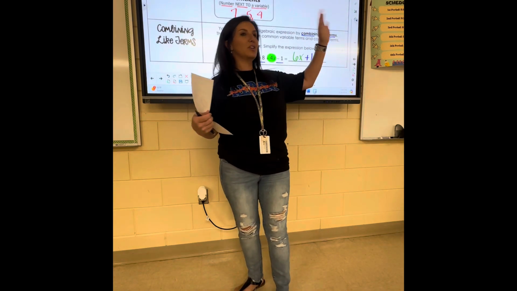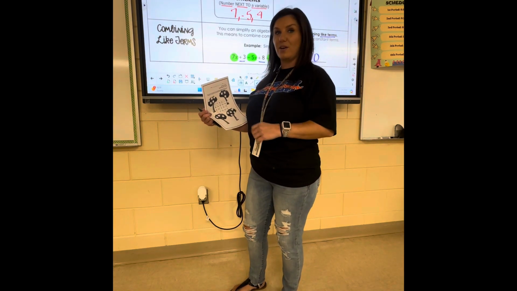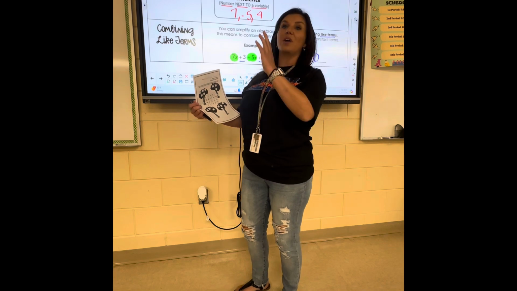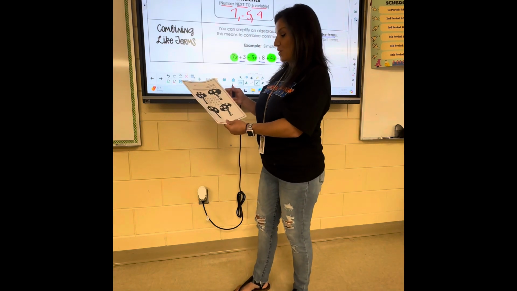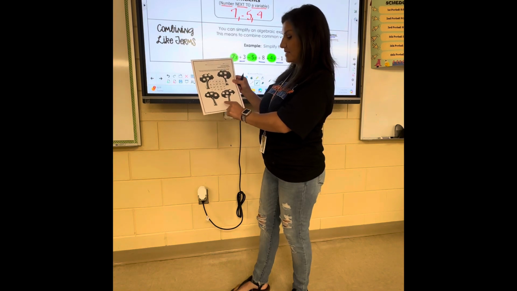So all oranges are going to be on an orange tree. All apples are going to be on an apple tree. Pears are going to be on a pear tree. Plums are going to be on plums. All right, so when we look at this, you have y's, x squared, z's, and 8.